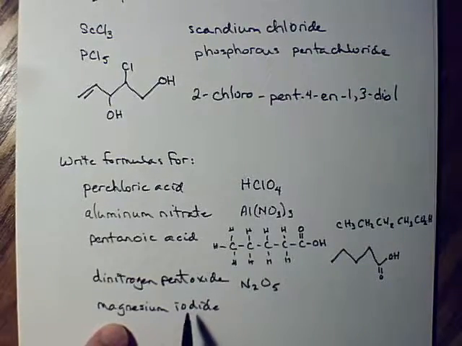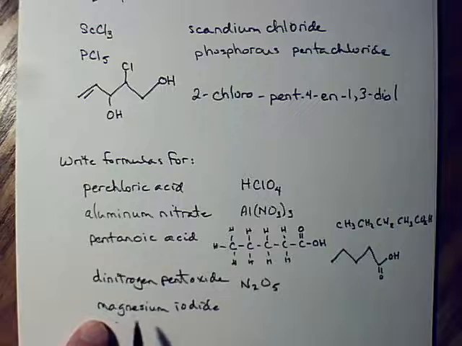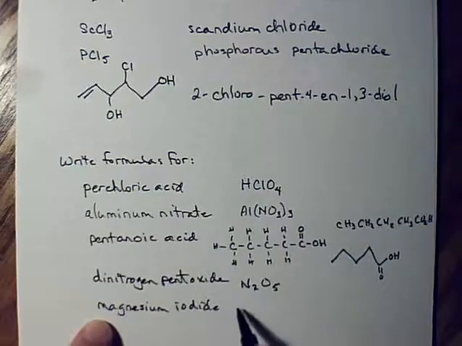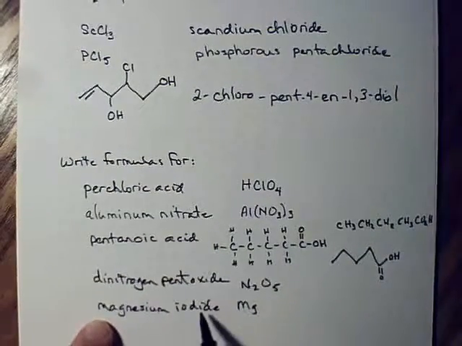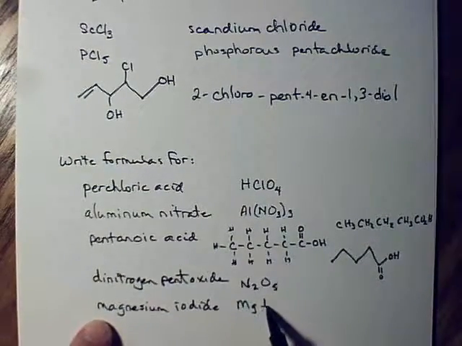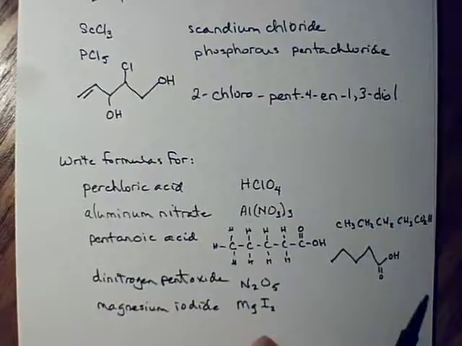Magnesium iodide. Magnesium has a 2 plus charge, and it only has 1 kind of oxidation number. It's in column 2. So you don't need a Roman numeral for this either. It's just magnesium. Iodine has a 1 negative charge, so I need 2 of those to neutralize the 2 plus charge on the magnesium.